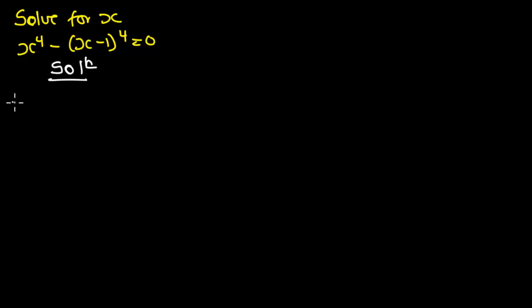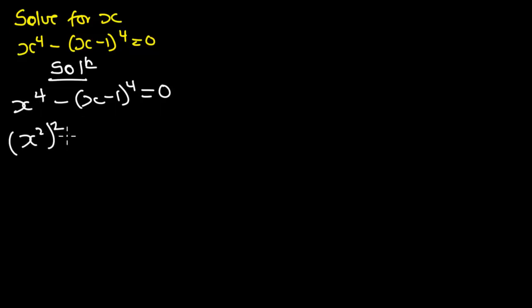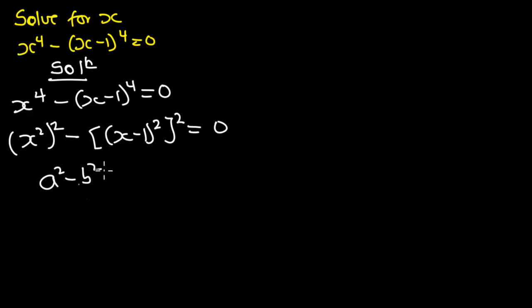Now from the question we are given x to the power 4 minus (x minus 1) all exponent 4 is equal to 0. Now we are going to rewrite x to the power 4 as (x squared) all exponent 2 minus, then we are also going to rewrite this term as ((x minus 1) squared) all exponent 2 is equal to 0. So from here, this is of the form a squared minus b squared. And in this case, it's difference of two squares. So we can express this as (a minus b) multiplying (a plus b).